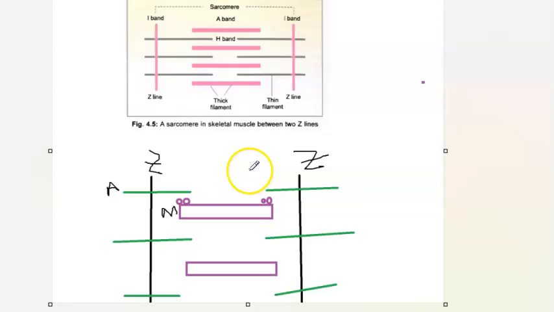Now the zones I will tell you. Between Z and Z what you have is India and America. Focus here. In the middle you say this is America, right? And either side you say this is India. India plus America plus India is the sarcomere between the two Z lines. What are these? These are bands. I band, A band, I band. So India, America, India is there between two Z lines. So this is the sarcomere. These are the bands.